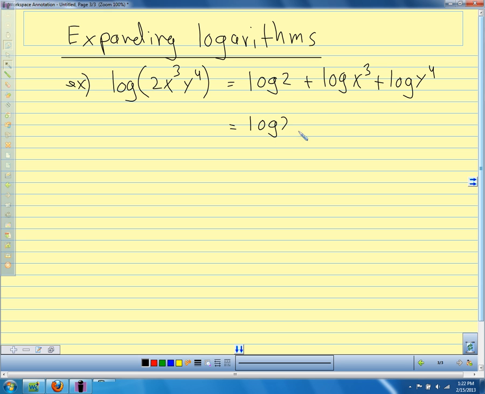This one doesn't change. What happens with exponents with logarithms? They get moved to the front. They turn into multiplication. 3 log x plus 4 log y. So we're using the rules of exponents to expand this all out. The rules of logarithms. Rules of exponents, rules of logarithms, same thing. Questions on that one?